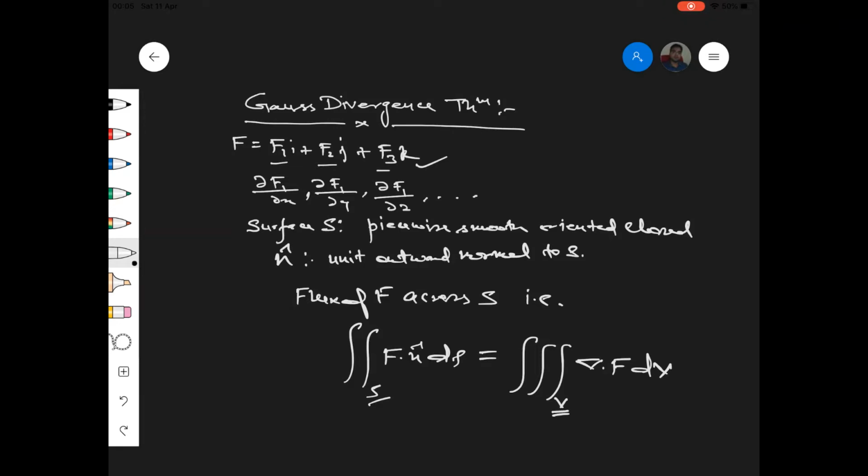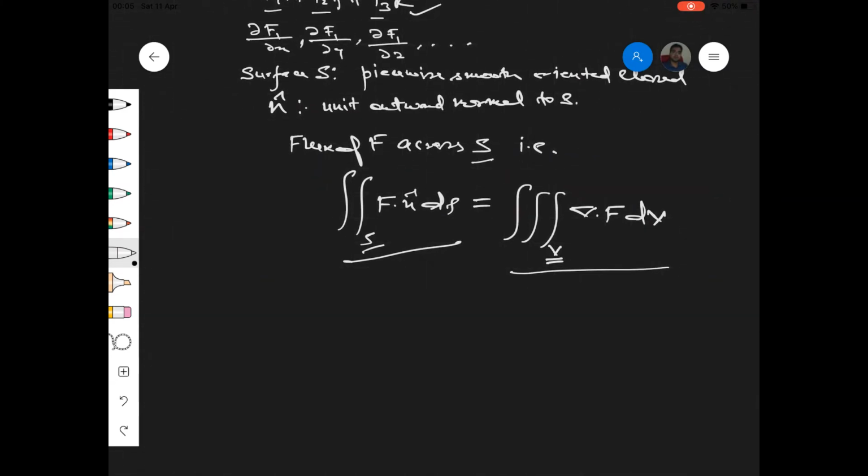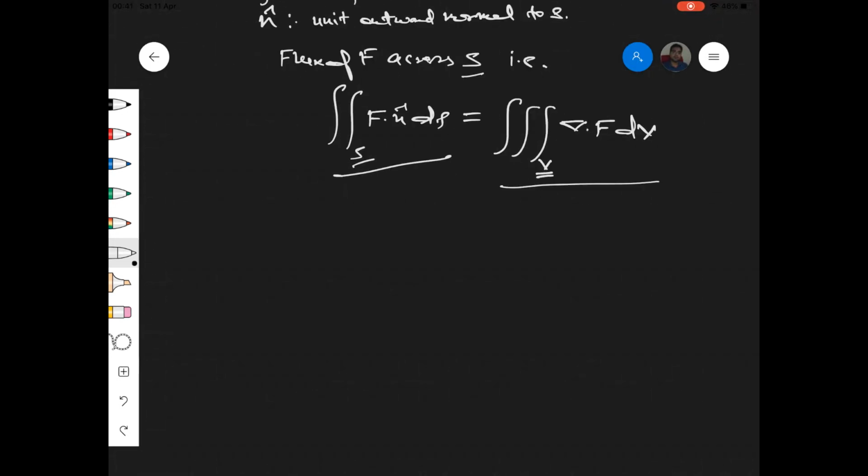So this is a very important result where we can evaluate the flux of F across a closed surface S via either this double integral, or the same flux can be evaluated by this triple integral. This is what we know as the Gauss divergence theorem. So now we'll do an example, where we are going to verify this Gauss divergence theorem for a given vector field and a given closed surface.